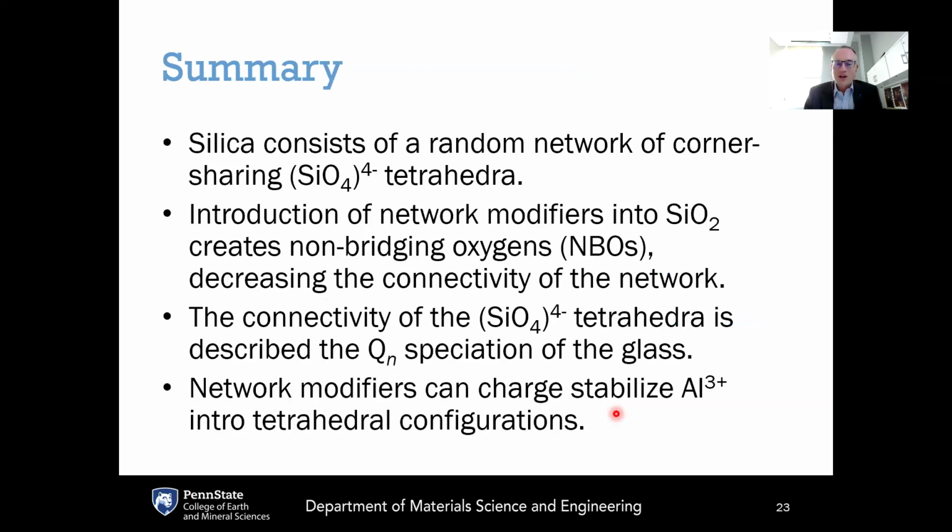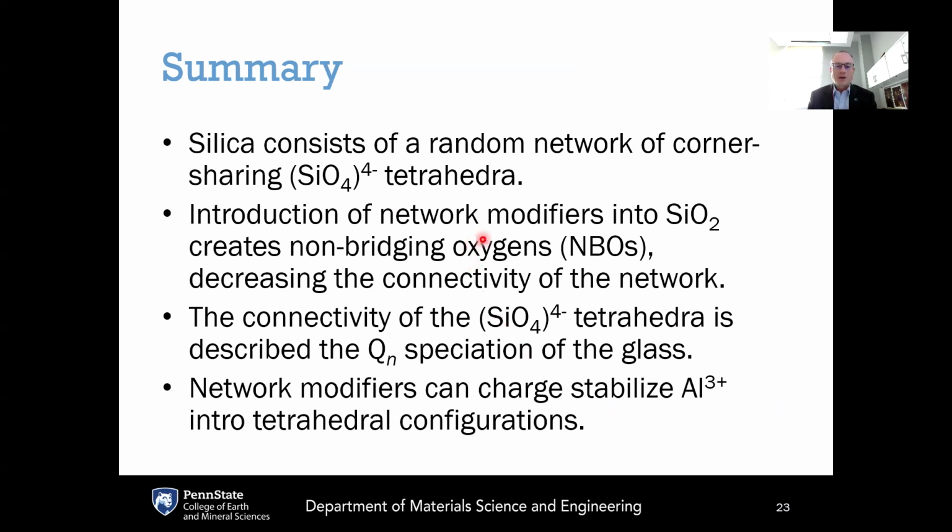So to summarize, pure silica, fused silica, or vitreous silica consists of a random network of corner-sharing silica tetrahedra. In pure silica, all four of the oxygens are bridging oxygens. We can form that either by melting of quartz, which is type 1 or type 2 silica, or by chemical vapor deposition, which is type 3 or type 4 fused silica. Doing chemical vapor deposition in a water-free environment gives you type 4 fused silica, which is high purity fused silica. And that is how optical fibers are made.